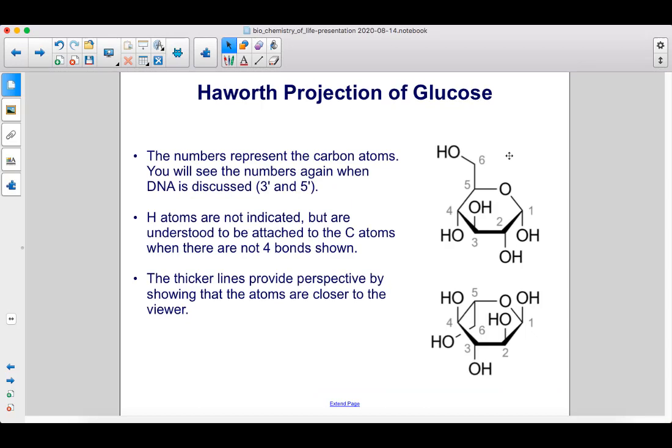Here is a Haworth projection of glucose. The numbers represent the carbon atoms. You will see the numbers again when DNA is discussed. H atoms are not indicated, but are understood to be attached to the carbon atoms when there are not 4 bonds shown. The thicker lines provide perspective by showing that the atoms are closer to the viewer.